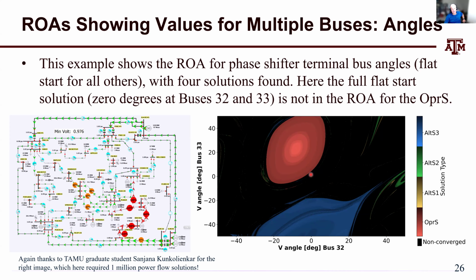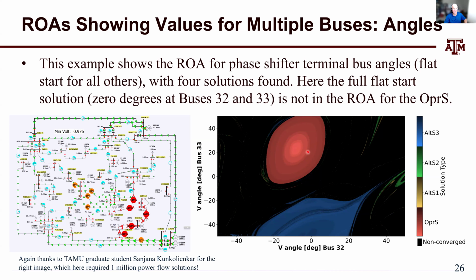Like before, the initial flat start 0, 0 is not in the ROA for the red solution. It's close, but it will not converge. It will diverge. We also did quite a few solutions to get this image.